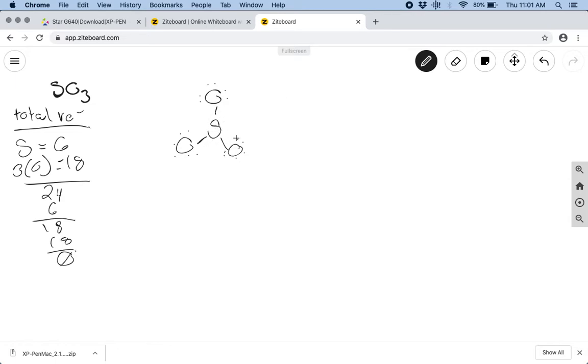The other thing we need to think about is the fact that this sulfur does not have an octet yet, so we need to address that. So we know that when we need to have more sharing going on, we can take one of our sets of lone pairs and share it as a double bond. So when we go ahead and do that, we end up with this molecule.